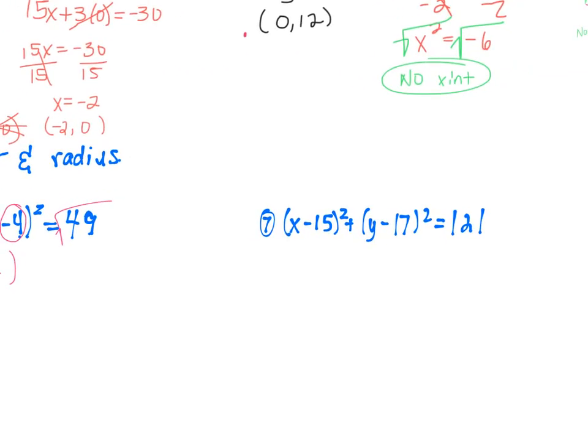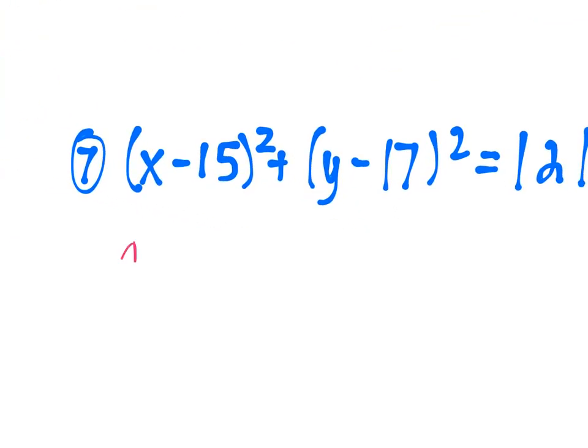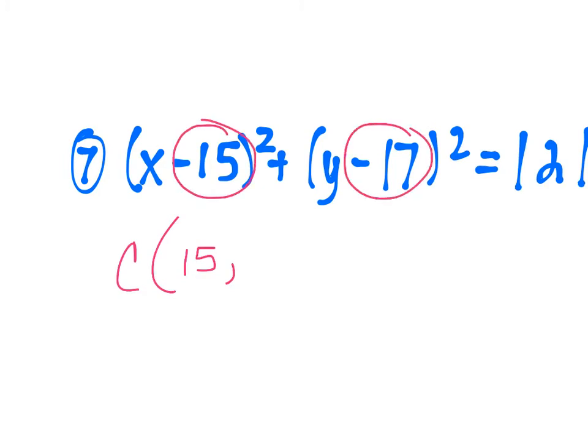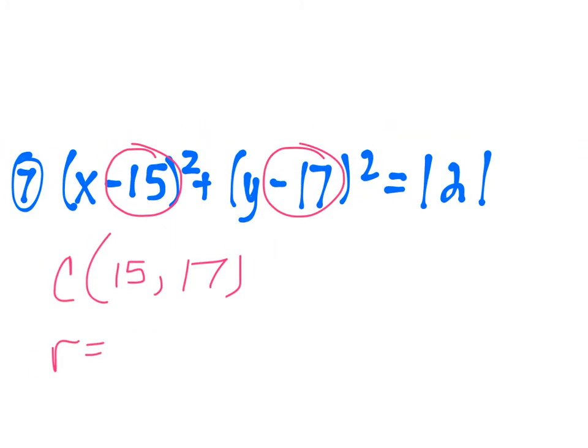Let's go over here to this one. Same exact thing. What's my center? What's with the x? It's really 15. Wouldn't it be 30 because you square it? No, you just take the number. It's 15, comma, 17. Good. And my radius is 11. Fantastic.